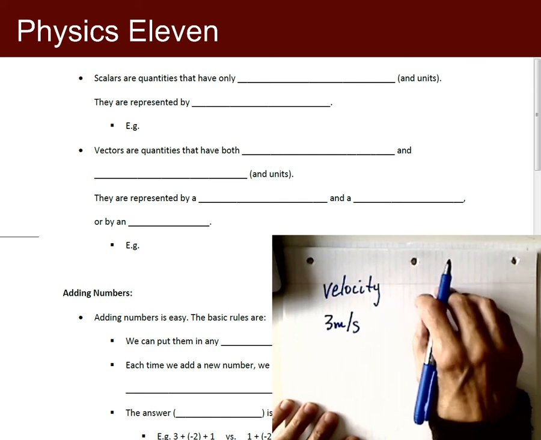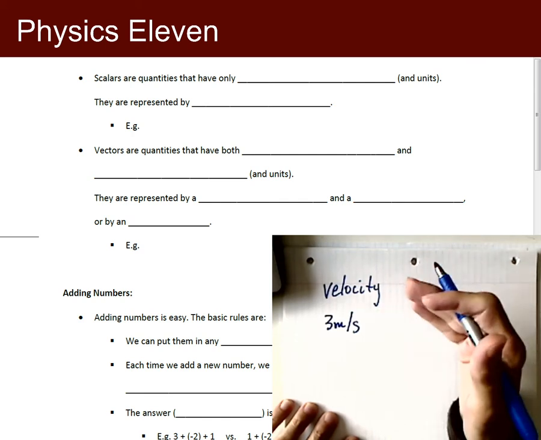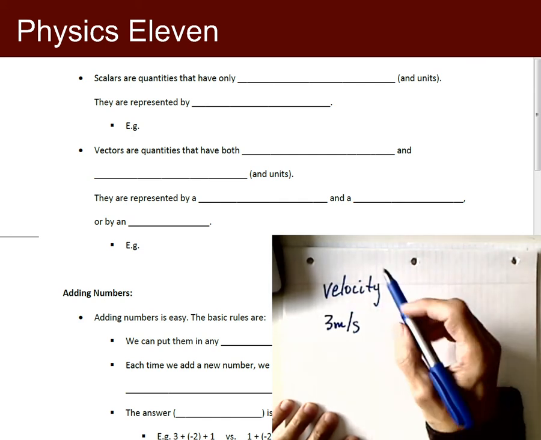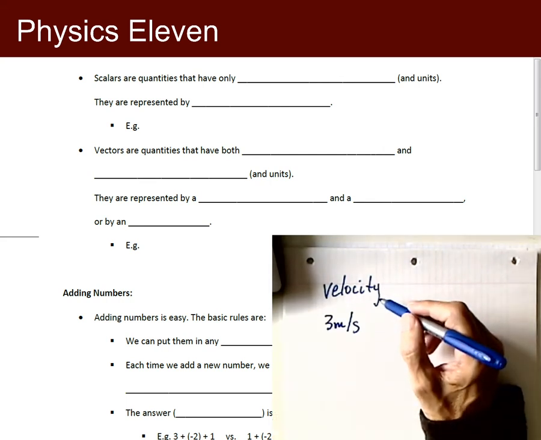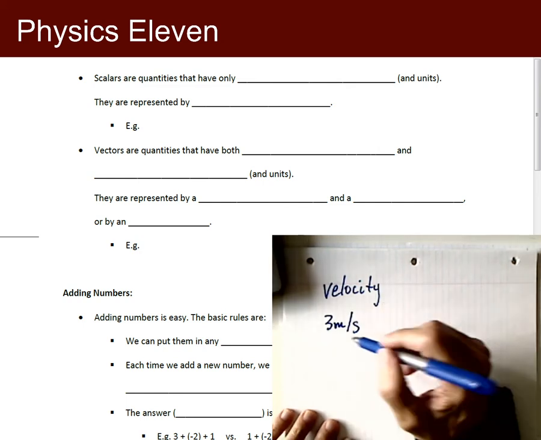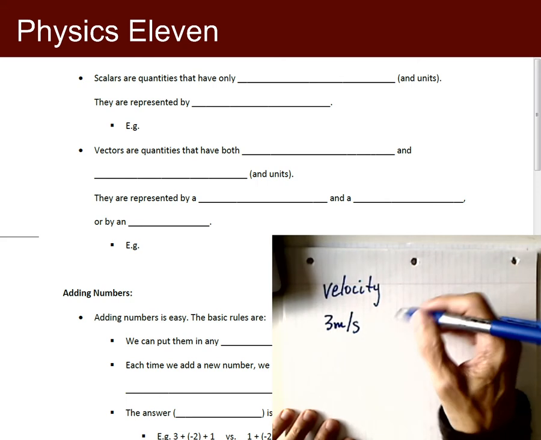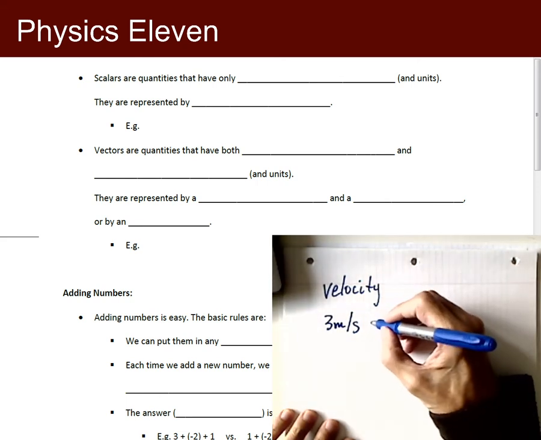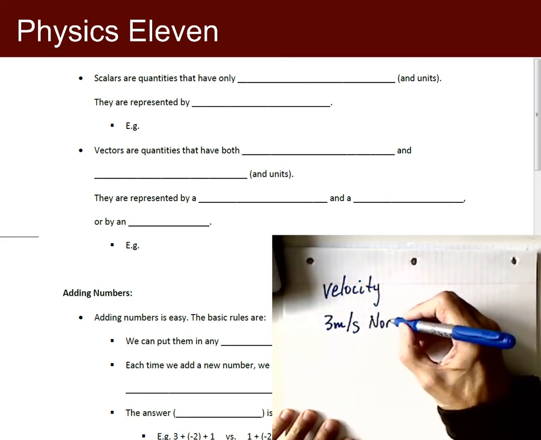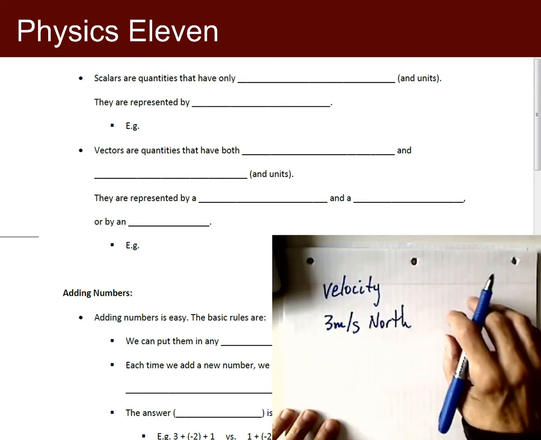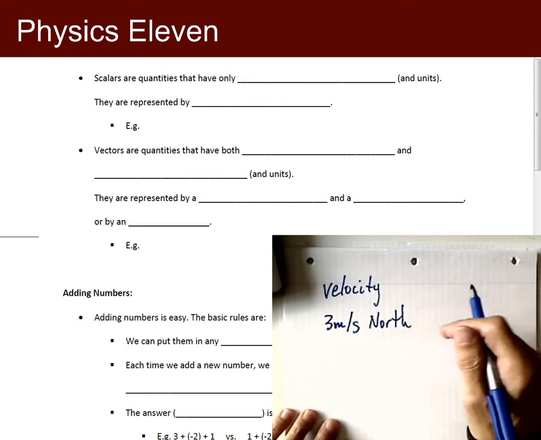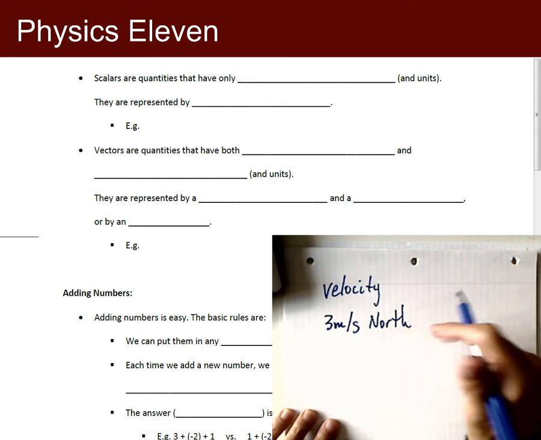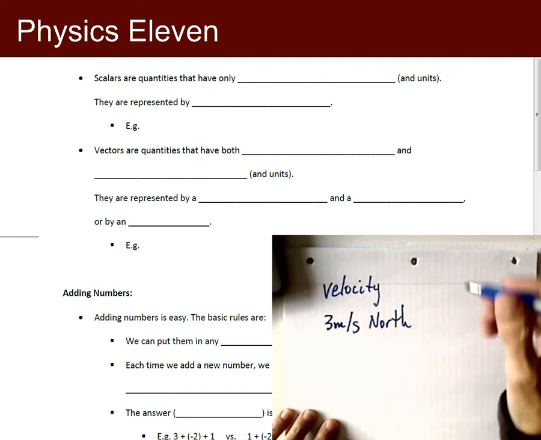Well, hopefully at this point you're saying, and what else? Because a vector, which velocity is, requires two bits of information, the amount as well as the direction. So we'll say to the north.